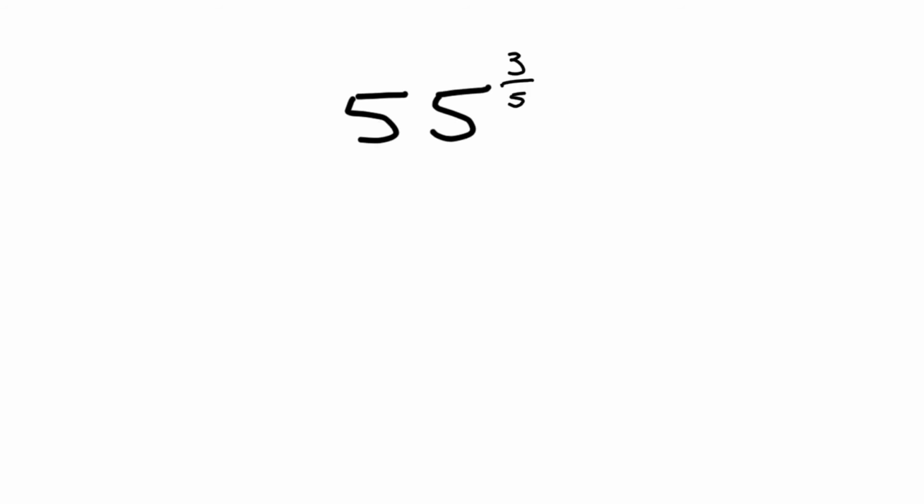So we have 55 to the power of 3/5. I want you to pause the video and turn that into a radical. So in this case, I'm writing the radical sign. The base of my power goes right here. The bottom of my fraction in the exponent, the 5, becomes the index. And the numerator just stays as an exponent. So it becomes the 5th root of 55 to the power of 3. This is just another way of writing things.